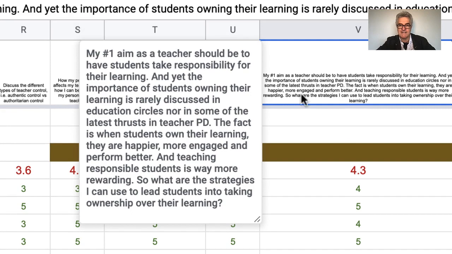I'm also delighted that the idea of focusing on student agency, of students taking responsibility for their learning, owning their learning, the fact that it's rarely discussed in education circles, the fact it kind of flies in the face of some of the latest trends in education. I think it's one of the most important things we should aim for as a teacher.